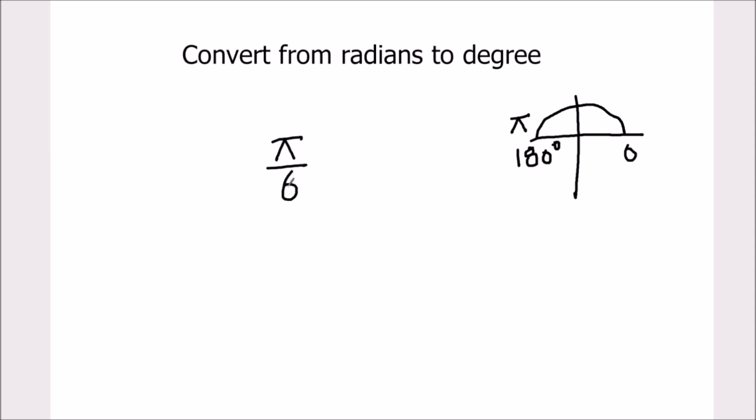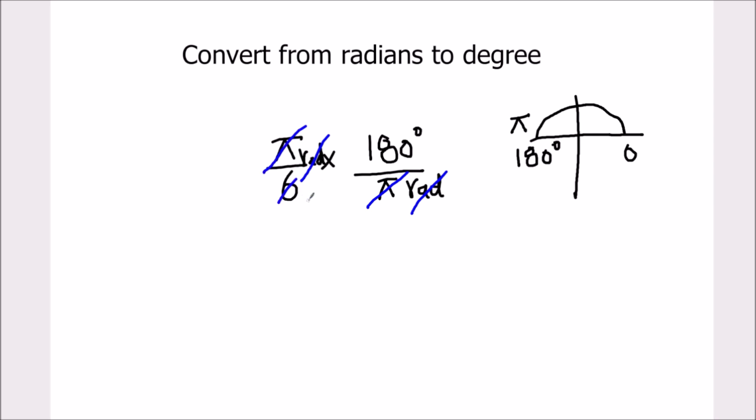Let us convert pi by 6 radians to degrees. So to convert from pi by 6 radians to degrees, we are going to multiply this angle by 180 degrees by pi radians. Here we have radians in the denominator and here we have radians in the numerator. Radians and radians get cancelled and we are left with degrees in the numerator, which will be the unit for the angle.